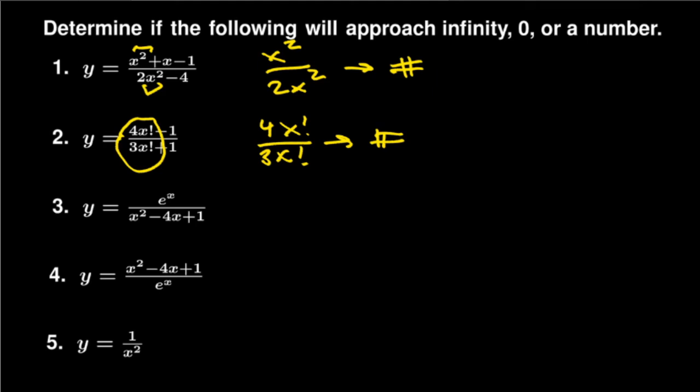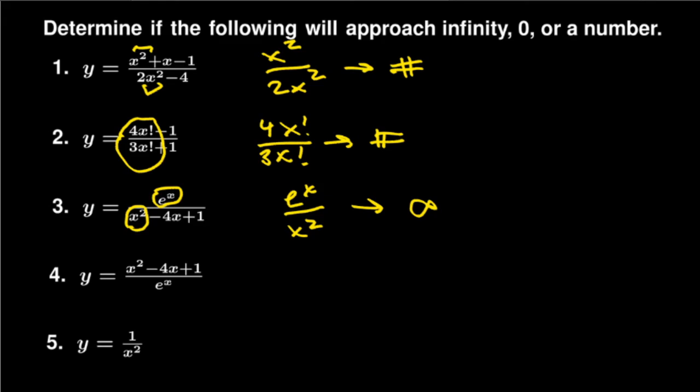Alright, now let's look over here. Dominant term is e to the x. Dominant term is x squared. So let's just compare those two. e to the x is growing a lot quicker than x squared is, so this is actually going to tend toward infinity.